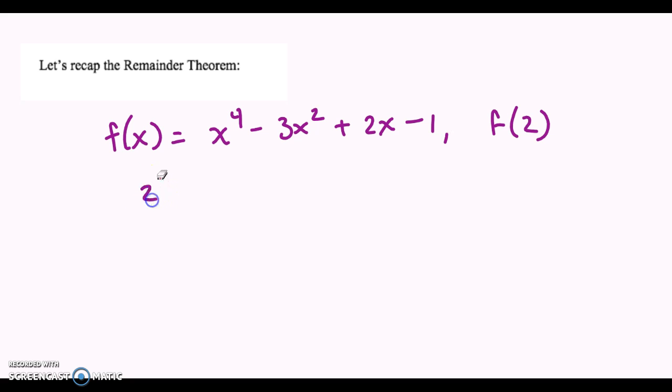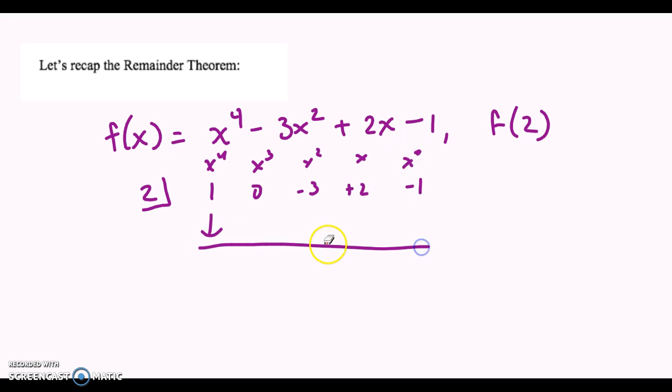If you put the 2 here, and you bring the 1 down for x to the fourth, for x to the cubed, you bring a 0 down, for x squared, it's a negative 3, x, it's a positive 2, and x to the 0 is a negative 1. And you try this, bring down the 1, 2 times 1 is 2, 0 and a positive 2 is a positive 2, 2 times positive 2 is positive 4, that's going to be a positive 1, 2 times positive 1 is going to be another positive 2, and that's positive 4, and positive 8, and 7. Oh, f of 2 is 7.